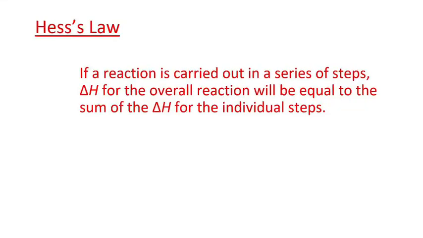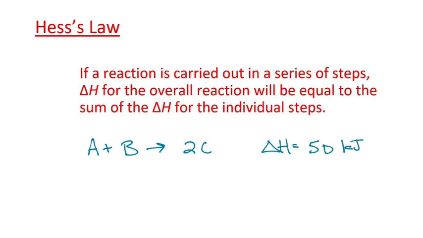In this example reaction, we're just going to say A plus B maybe makes 2C. And I found out the delta H for that reaction is known to be positive 50 kilojoules. All right, and then there's another reaction that says 2C plus D makes B plus E. And I found the delta H for that reaction, and it is 17 kilojoules per mole.